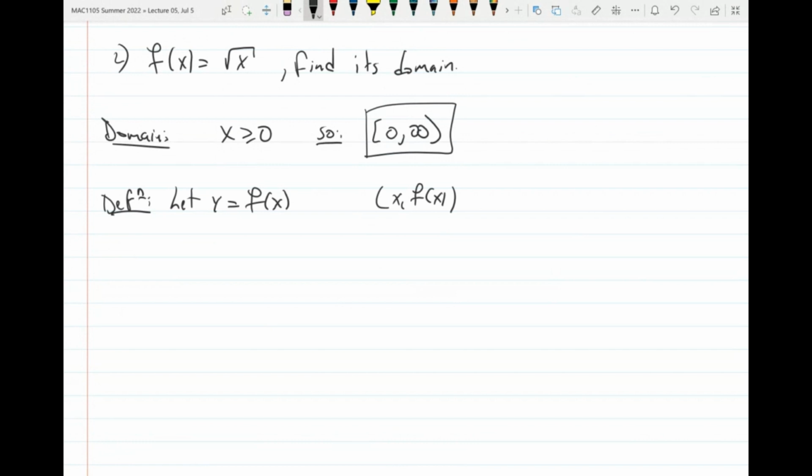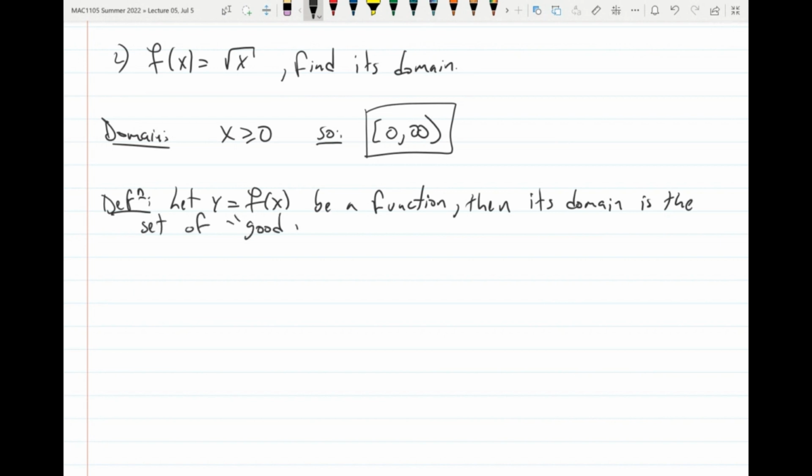But what are these x's? Well, these are the values that we are allowed to include. Okay? So that's one way to think about it. I'm kind of redefining domain now in the context of a function, because we already had it defined in the context of a relation. So let y equal f of x be a function. This will be an informal notion, okay? Because we already have the formal notion of domain. Then its domain is the set of good values for x. So do you understand what this informal notion is saying?